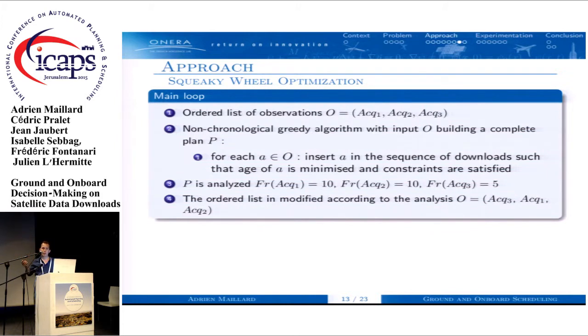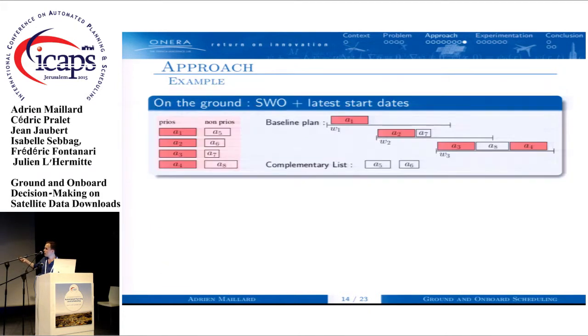So we do a squeaky wheel optimization scheme on the ground to find a plan, but it's not very relevant to the presentation. I will show you just how the algorithm on board is doing. So on the ground, let's say you have 8 observations, 4 high priority and 4 low priority. So that's the plan we have on the ground. And we have a complementary list. It means that these observations were not scheduled on the ground.